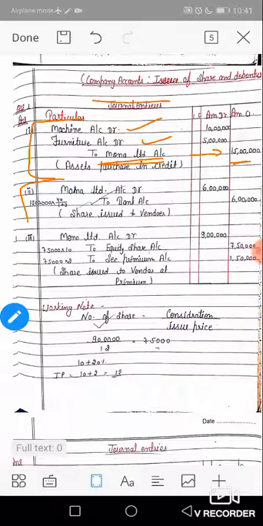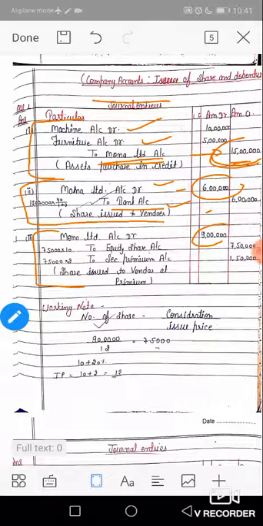Now the next entry: 40% payment made by cheque. Mona is the receiver, so the entry is Mona Limited account Dr. to Bank. 40% of 15 lakh is 6 lakh rupees paid to Mona Limited by cheque. Out of 15 lakh, 6 lakh has been paid by bank and the balance amount is 9 lakh. 15 minus 6 is 9 lakh, and this 9 lakh is paid in the form of share capital.